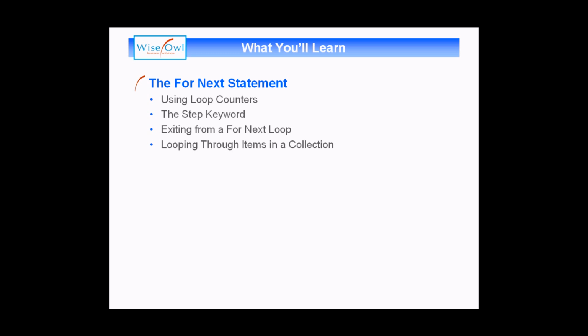We'll have a quick look at the step keyword so that you can control how your loop counter is incremented or decremented, and then we'll also show you how you can prematurely exit from a for next loop in case you need to. The final part of the video will look at a few practical examples of using for next loops to loop through the items in a collection. So we'll have a look at how you can process a Worksheets collection, Workbooks, and also a collection of cells. So let's get started.